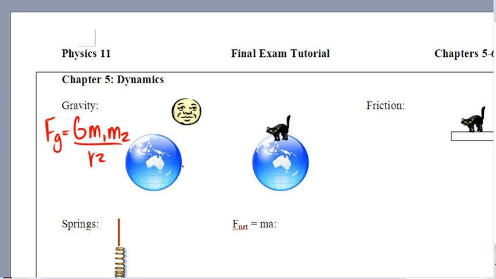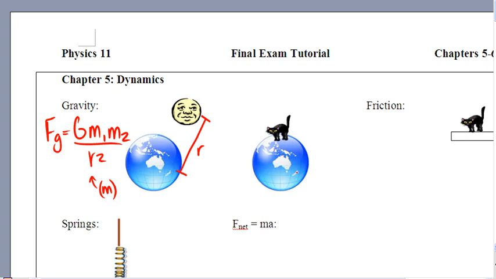Remember in that equation, r is the distance separating the center of the two objects, and just make sure that r is in meters. Fairly common to see that sometimes in centimeters, and that's going to require a conversion.